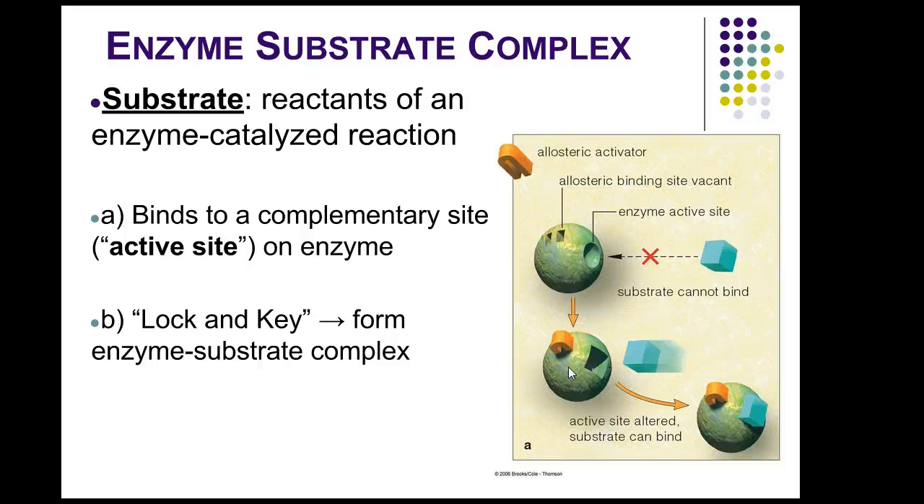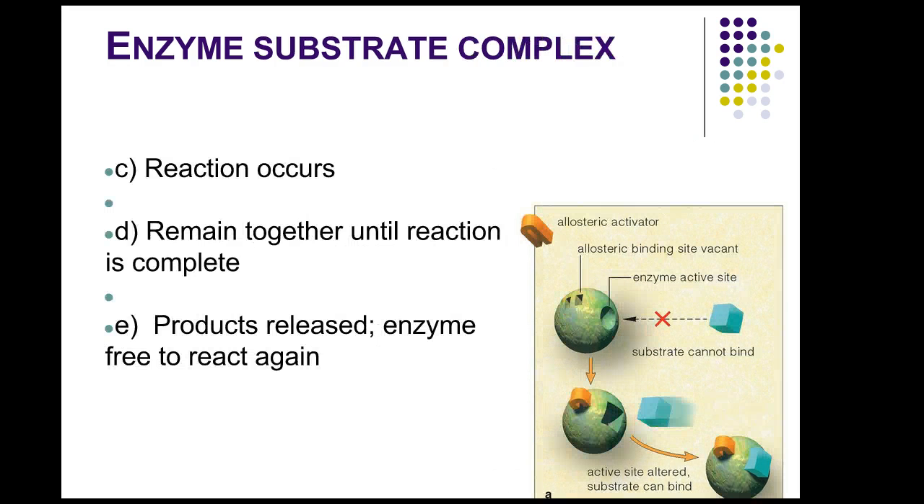Okay, so we call that the enzyme substrate complex. When the substrate correctly binds to the active site in an enzyme, we can then go through the reaction. We can come out with the product that we want. Okay, reaction happens, they stay together until the reaction is complete, we get products, and then the enzyme releases the products, and then it's open to react again.